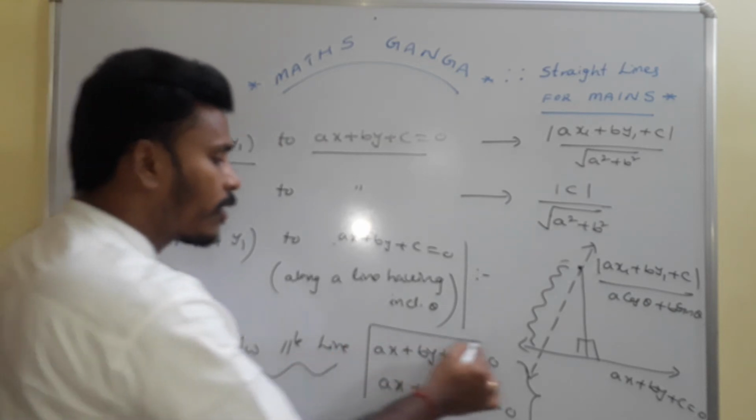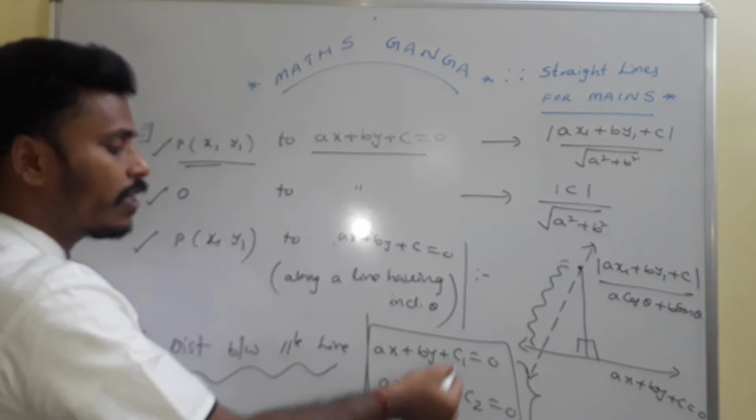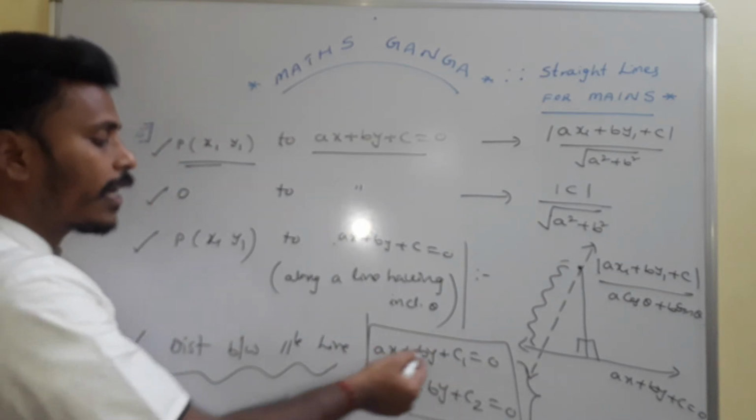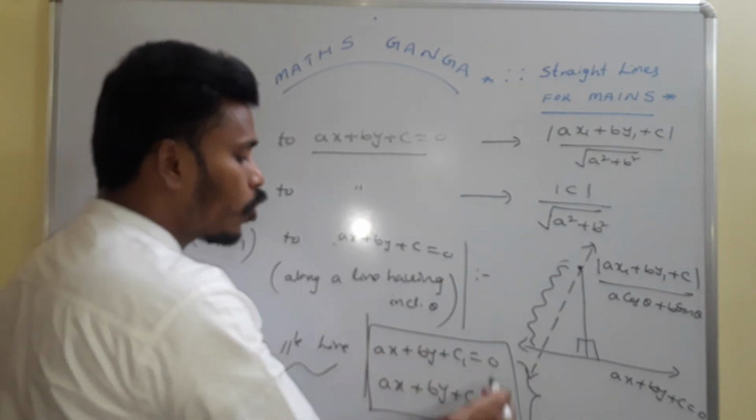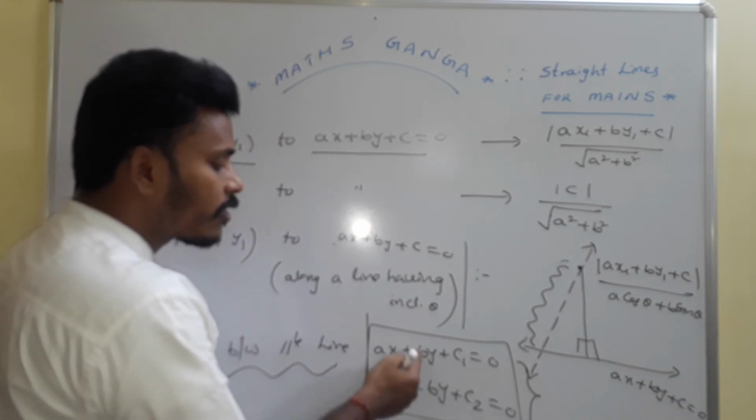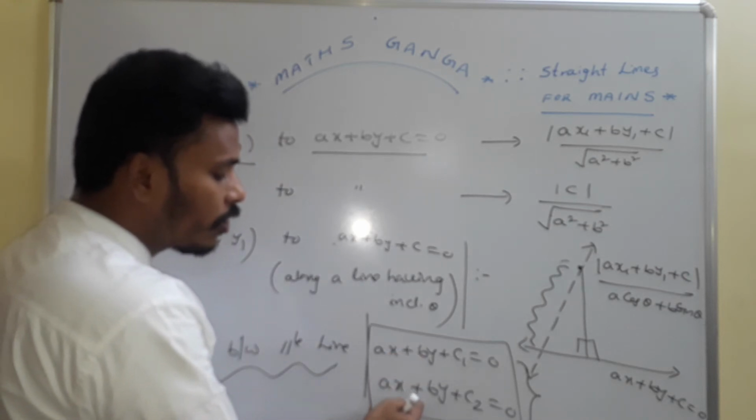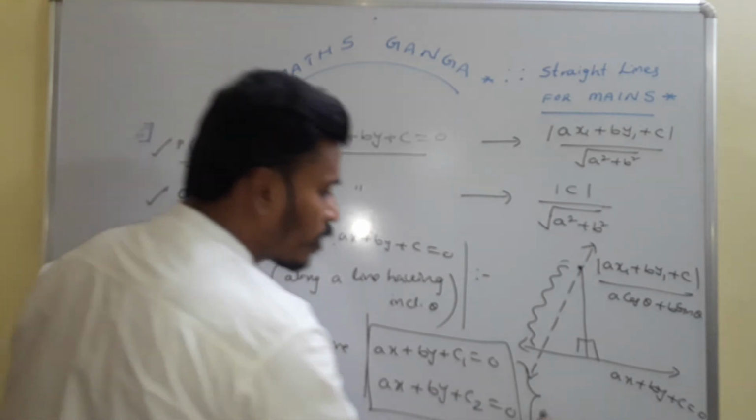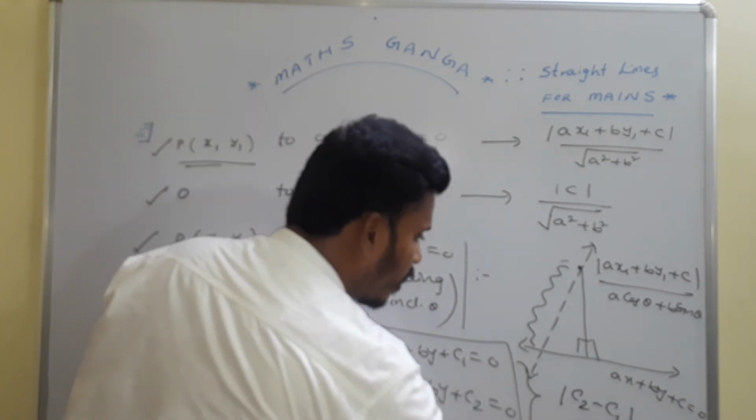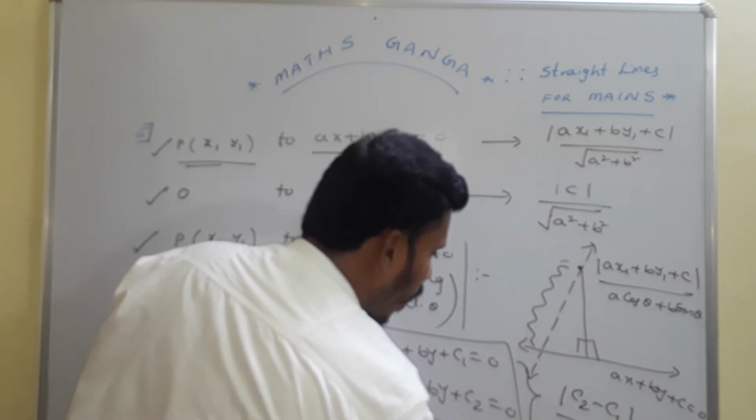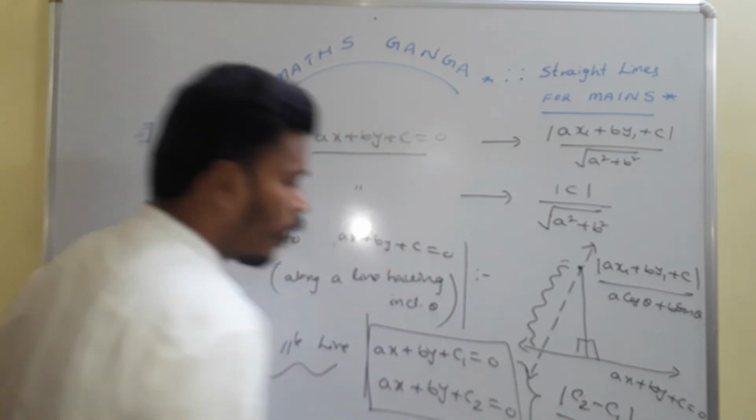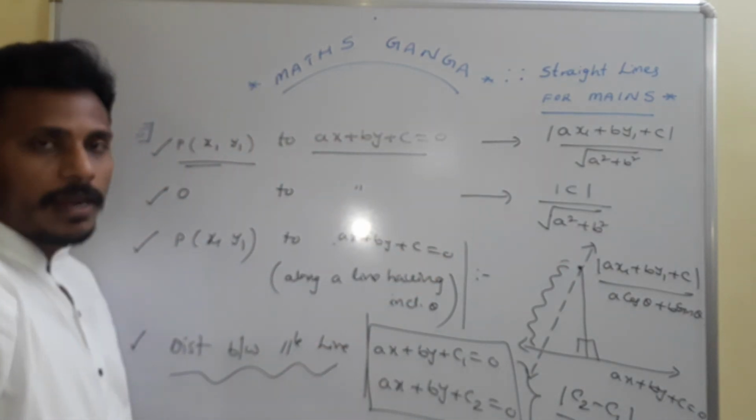See, if you observe the lines, ax plus by plus c1 is equal to 0 is one line, and ax plus by plus c2 is equal to 0 is the other line. Then what is the distance between these two? The distance between these two is nothing but modulus of c2 minus c1 divided by square root of a square plus b square, which is the distance between these two parallel lines.